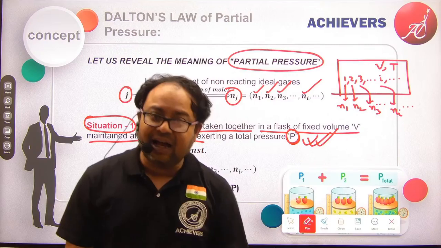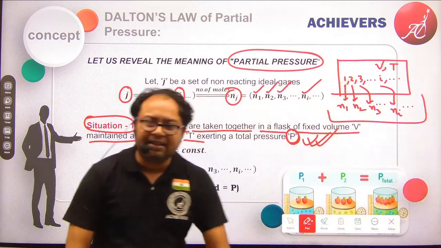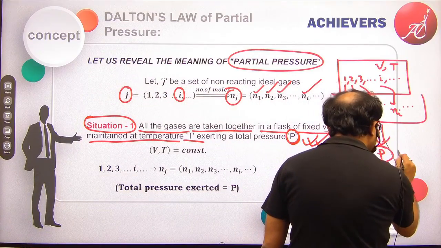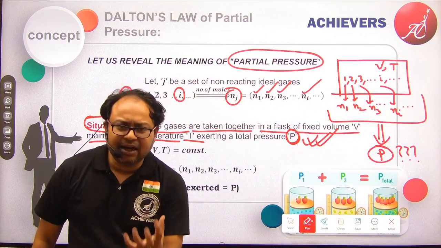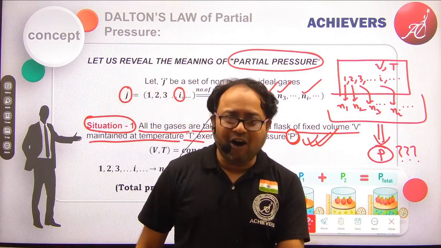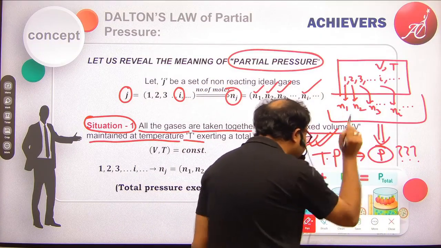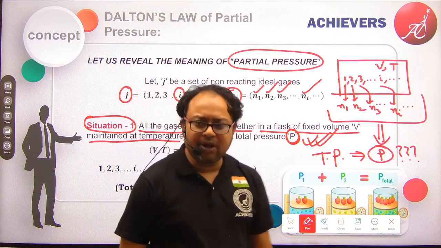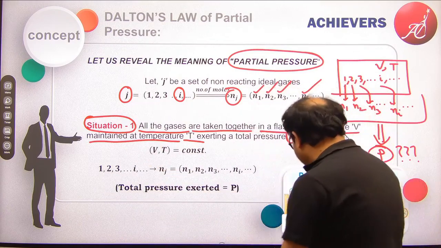And they're saying that under this situation, the total pressure exerted by this ensemble is P. Now you wish to interpret this pressure. You need to find out a mathematical interpretation of capital P, which is supposed to be the total pressure. Okay. So for that purpose, we need to explore situation 2. So let's proceed into the next slide.